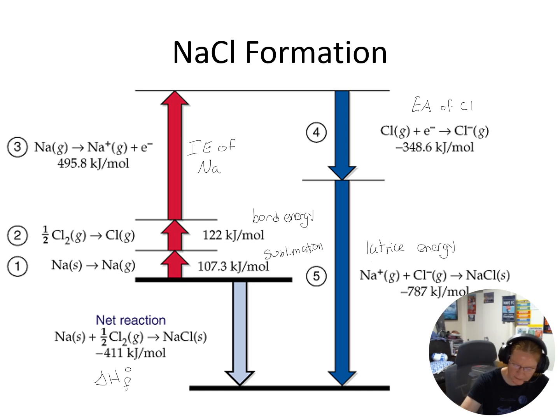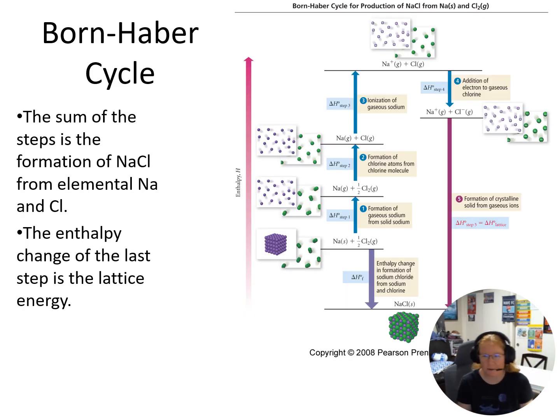All right. Drawing out this picture, this whole thing, this is called the Born-Haber cycle. All right, and so the sum of our steps to form sodium chloride from elemental chlorine and sodium. And then the enthalpy change of that last step is the lattice energy. Okay, and so we sum up all 5 steps to give us the delta H of formation.